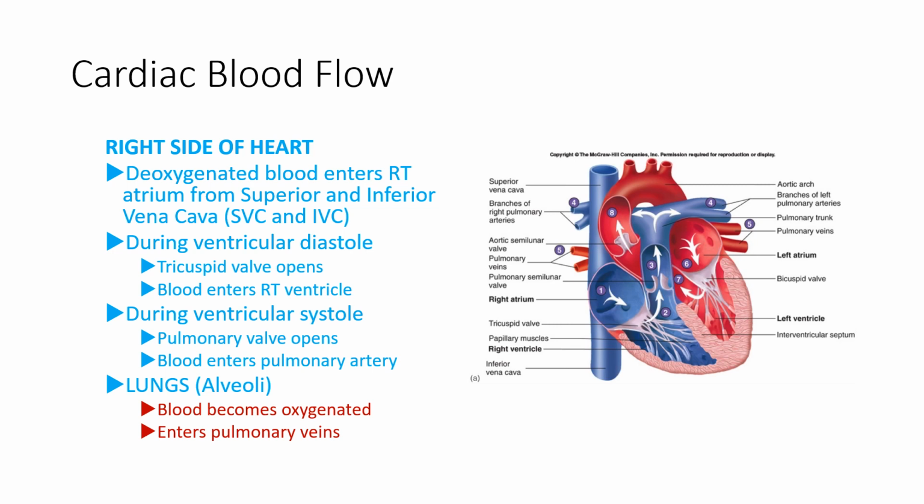This is separated in colors. Blue is deoxygenated blood, and then the red is oxygenated for the next two slides. So on the right side of the heart, the deoxygenated blood enters the right atrium from the superior and inferior vena cava. During ventricular diastole, the tricuspid valve opens and blood enters into the right ventricle. During ventricular systole, the pulmonary valve opens and blood enters through the pulmonary artery.